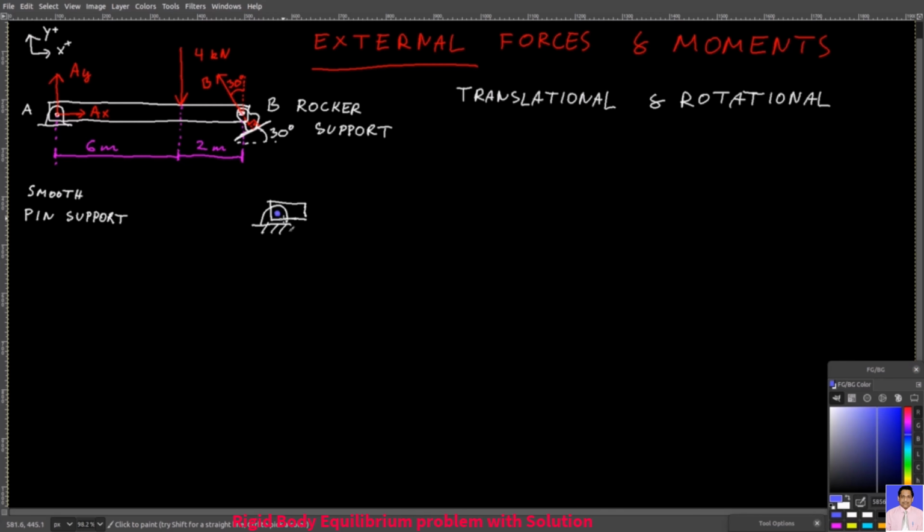If there is nothing else, then this beam here can freely rotate in this direction or in this direction about this pin that we can call A. So that's for the smooth pin support. And the same thing with the rocker support. If there is nothing else, then the beam can freely rotate in both directions about this pin, let's call it B. Therefore, there is no reaction moment in those supports because they provide no resistance to rotational motion.